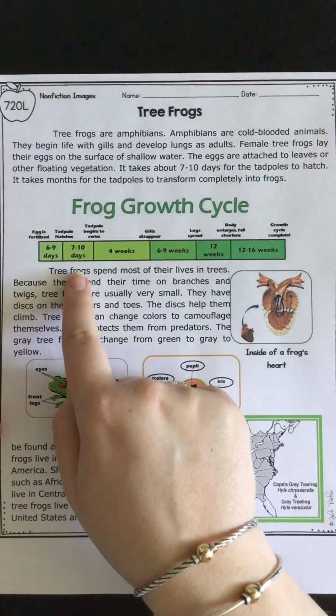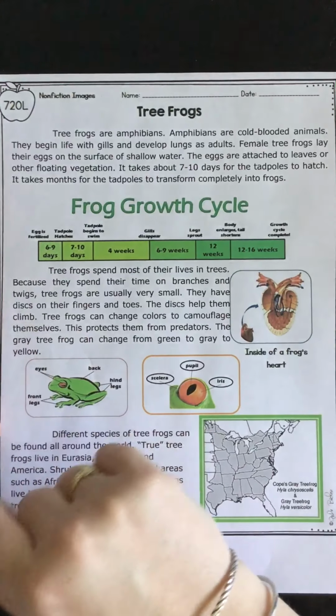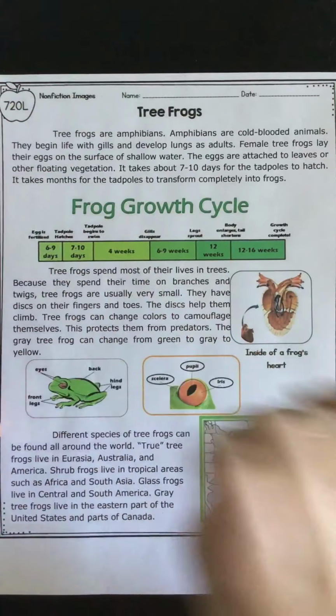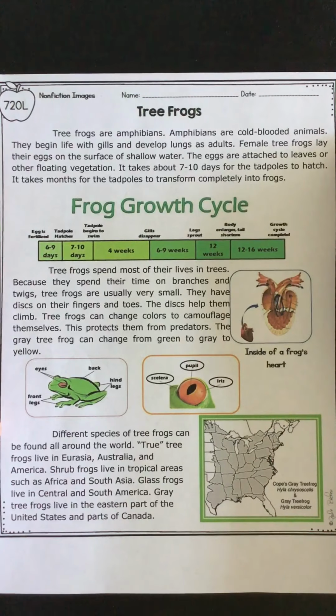Now I'm going to move on to our second paragraph, and then I can already see, just by looking here, I can see 4 different nonfiction text features. I'm going to go ahead and get started.